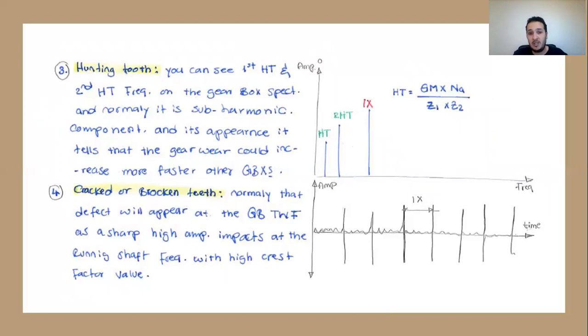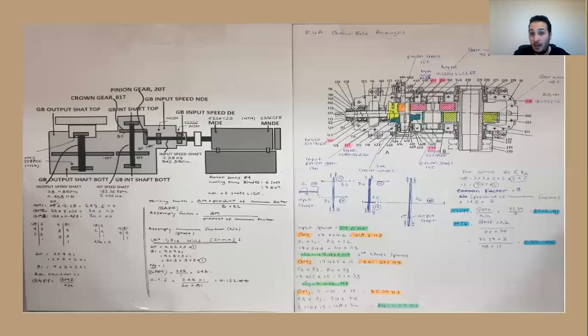Use your time waveform in this condition. That defect will normally appear on the gearbox time waveform as a sharp high amplitude impact at the running speed shaft frequency with a high crest factor value. It's very important and essential when you do analysis for the gearbox. You must have a look at the time waveform.